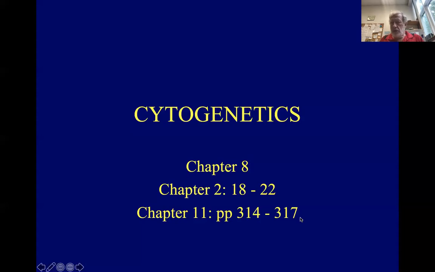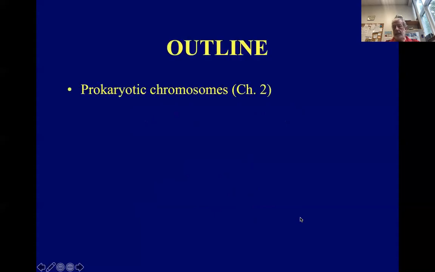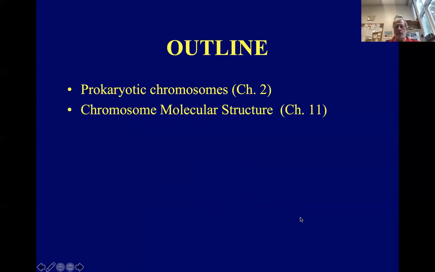Okay, now we're going to discuss cytogenetics, which is the study of chromosomes. The chromosomes are defined as DNA molecules and the associated proteins. Most of this comes from chapter 8. Prokaryotic chromosome structure, though, comes from chapter 2. Molecular structure of eukaryotic chromosomes from chapter 11.